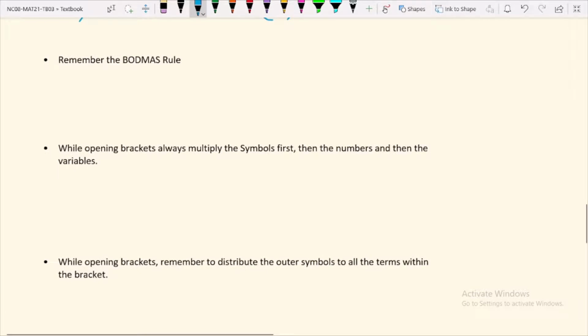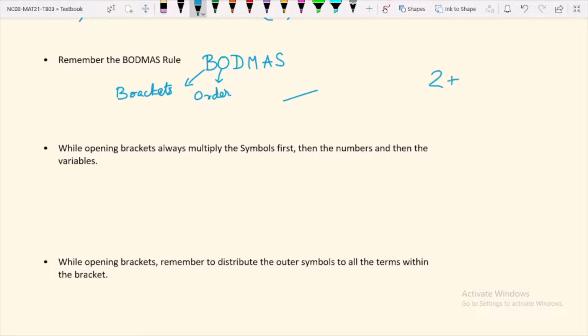Next one is, remember the BODMAS rule. BODMAS rule is nothing but the order of operations, the sequence of operations in which we can do the mathematical operations. B stands for brackets. You must know this, brackets. So first we have to solve, we have to open all the brackets. Then O means order. Order means the power. If the equation is 2 plus 3 square minus 5, if this was the equation given to us and we have to solve this, we cannot add first 2 plus 3.